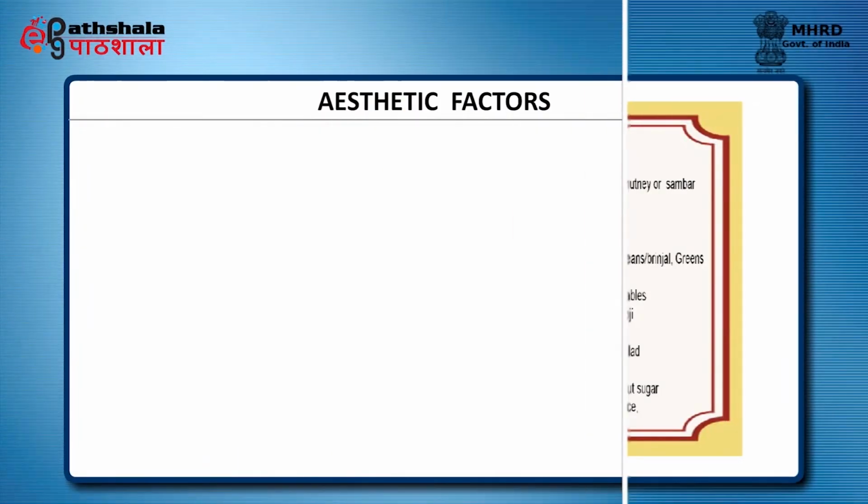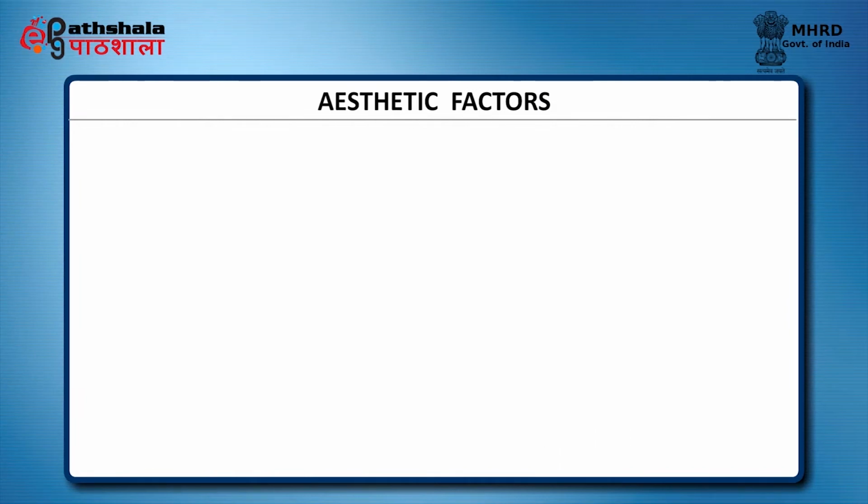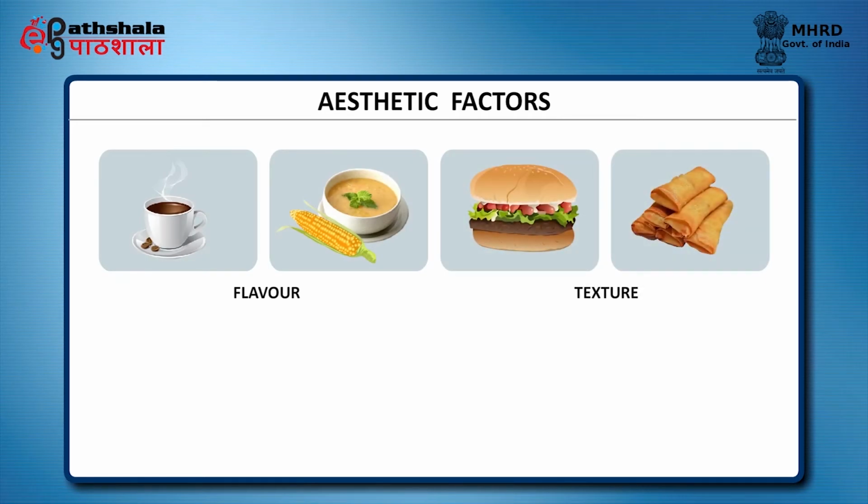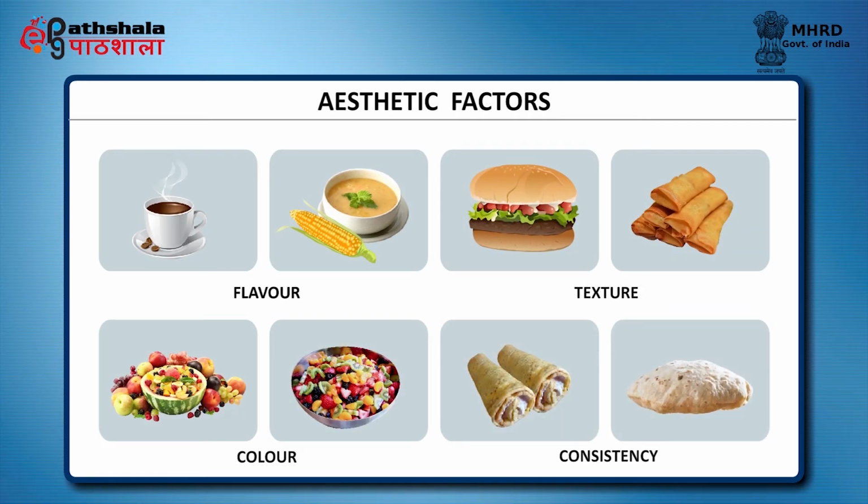The third factor is the aesthetic factor of a menu. Food items should have a balance in flavor, texture, color and consistency. For example, if a menu has a chocolate cake, a chocolate ice cream and a cocoa drink, how will it be? Every item will be of the same taste and flavor, isn't it? So, foods of similar attributes should not be repeated.